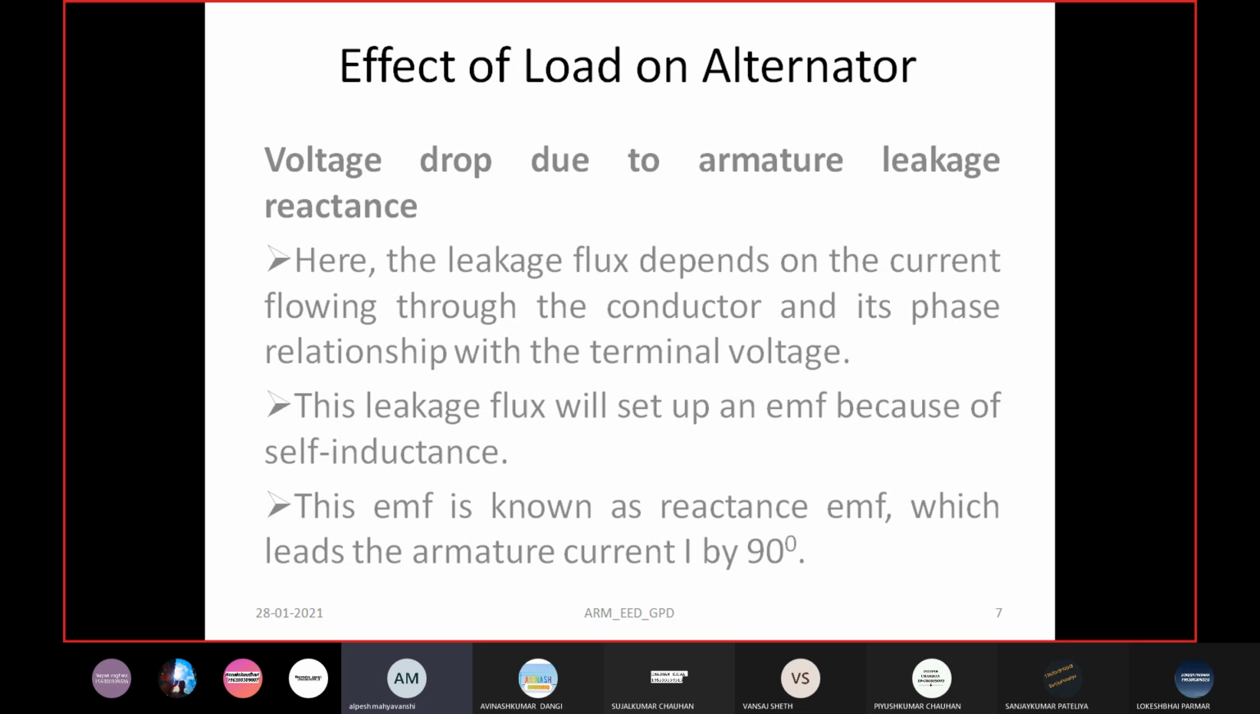So first we have the armature resistance drop, IaRa drop. It is always in phase with the armature current. Now the second voltage drop is due to the armature leakage reactance, and this armature leakage reactance drop, or we can say the reactance EMF, leads the armature current I by 90 degrees.